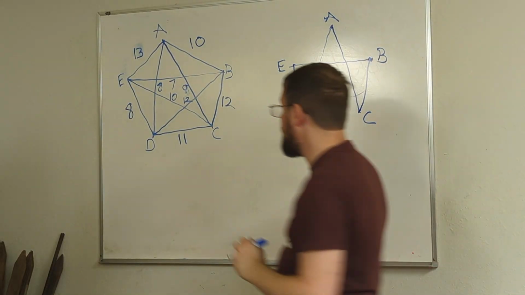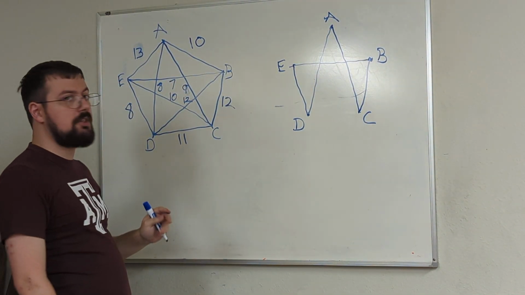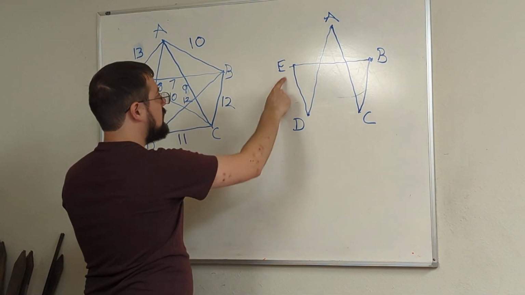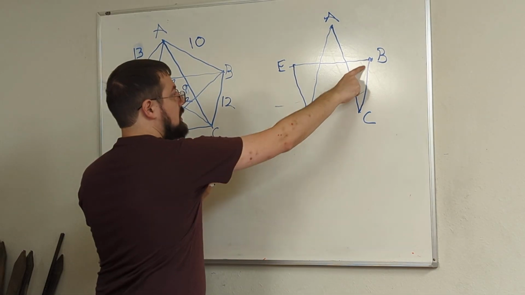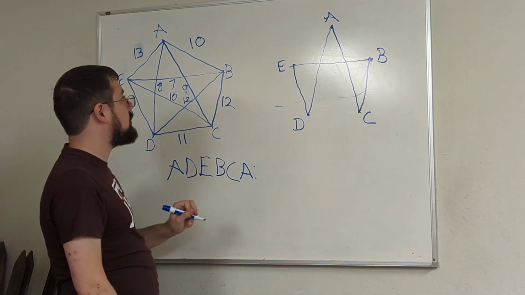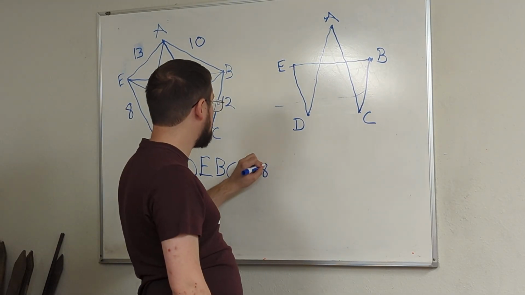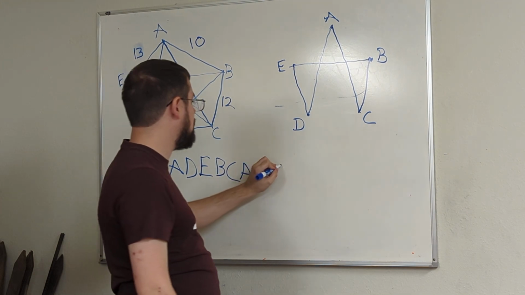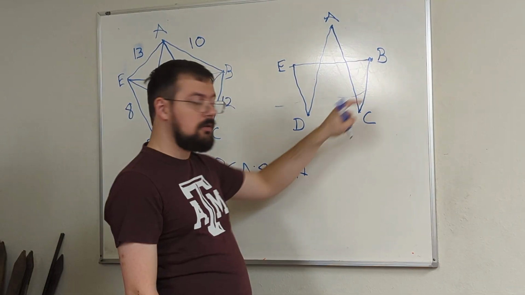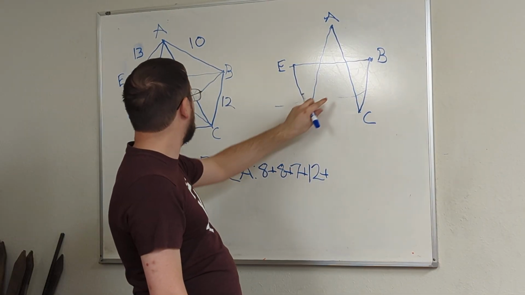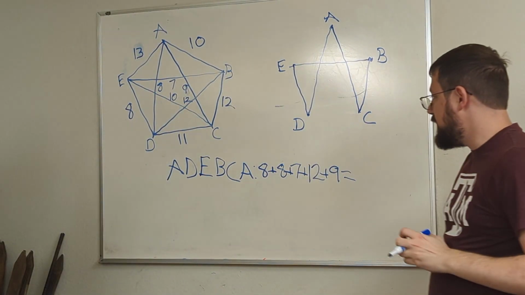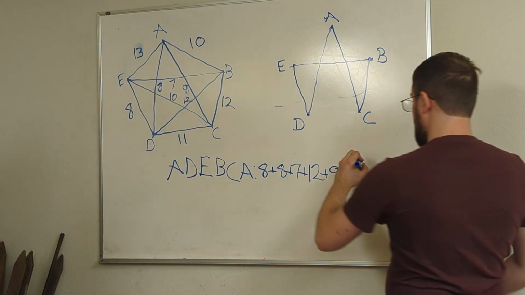Now, at this point, we're going to add up the weights of all of the different edges in this. So we are going from A to D to E to B to C and then back to A. So our total of all our weights is going to be 8 plus 8 plus 7 plus 12 plus 9. And if we add all of these up, that gives us a total weight of 44.